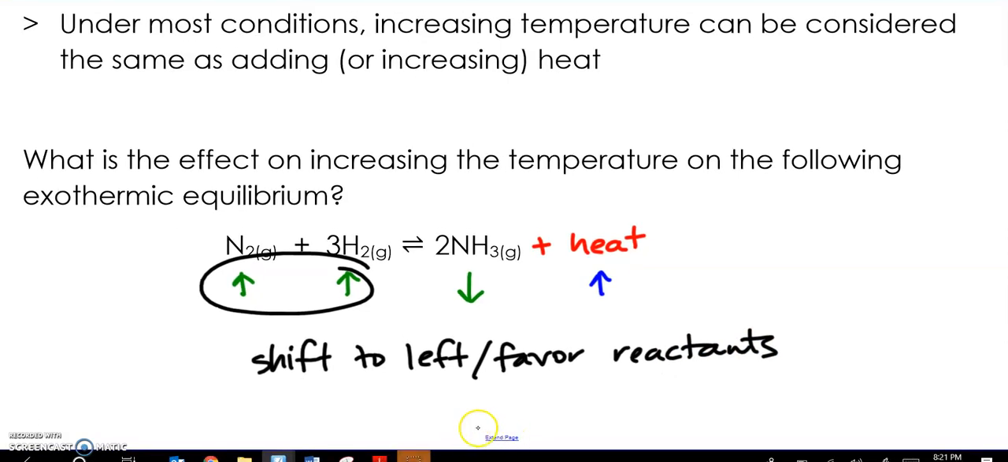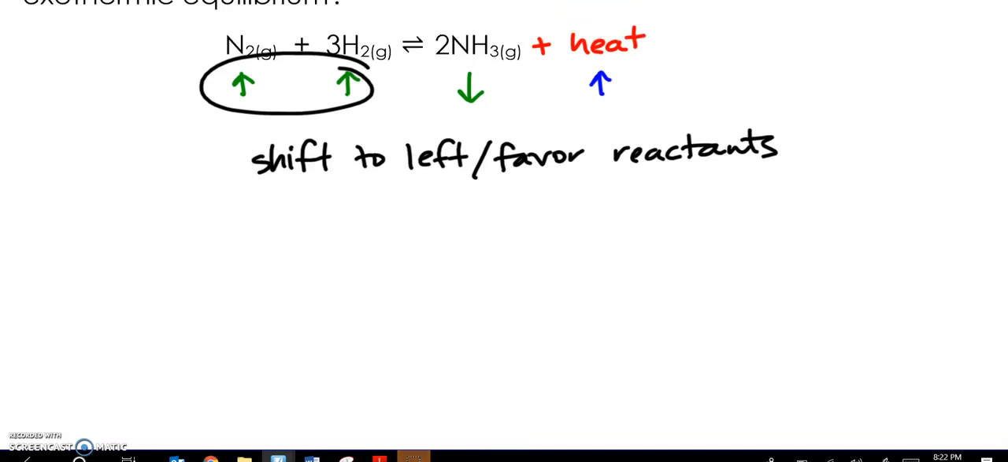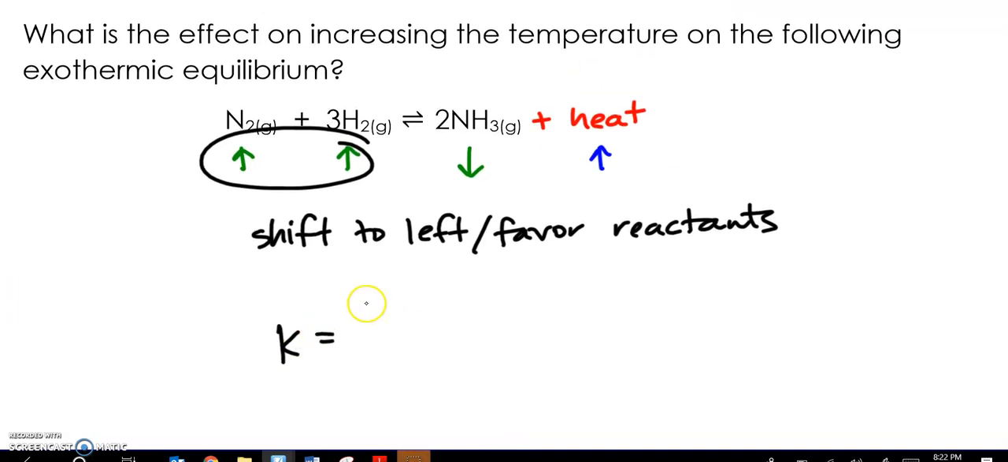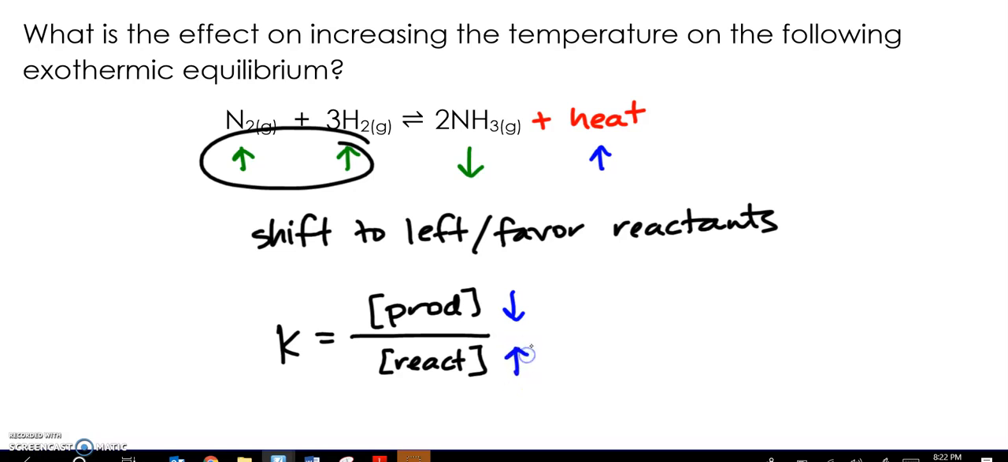Now let's talk about what this does to K. Okay, so remember that K is your concentration of your products divided by the concentration of your reactants. And let's look at what's happening here. Our product concentration, that's the 2NH3, is decreasing. Our reactant concentrations, both of those are increasing. So you're going to get a smaller number in the numerator and a larger number in the denominator. When you divide by a bigger number, you're going to get a smaller value. So K will decrease.